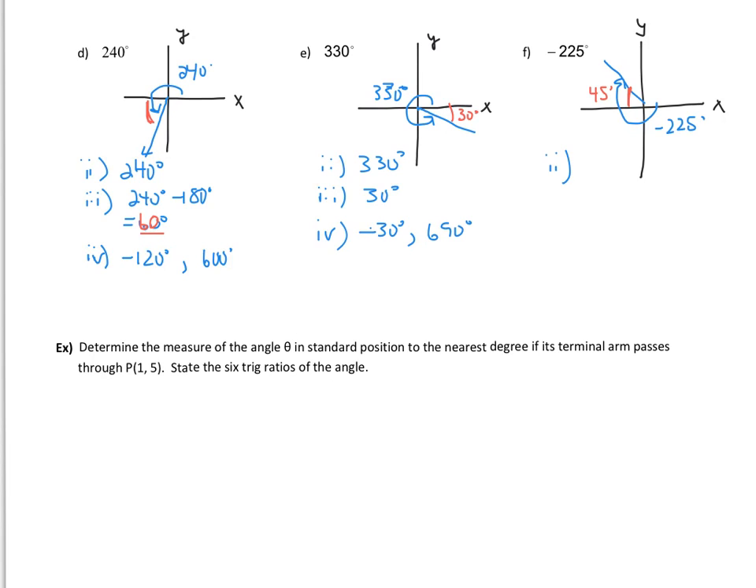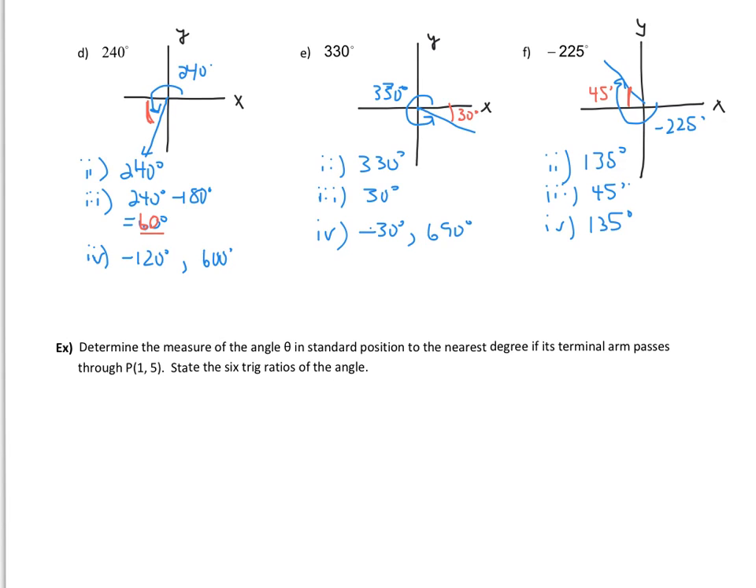So I'm going to take negative 225 and add 360 to it. That's going to be 135 degrees. So my principal angle is 135 degrees here. My related acute angle, we already figured that out, is 45 degrees. And coterminal angles, well, of course, 135 is coterminal with the negative 225.